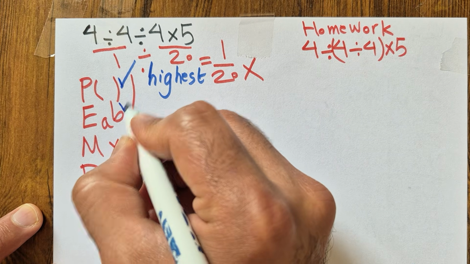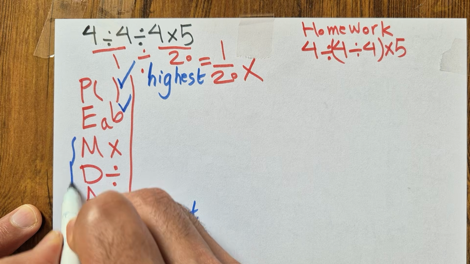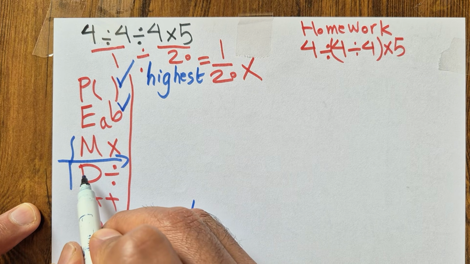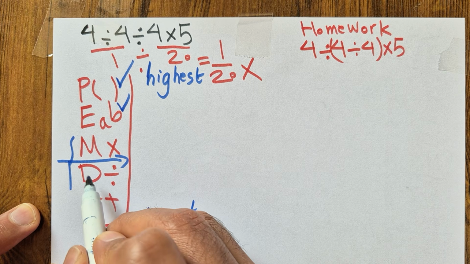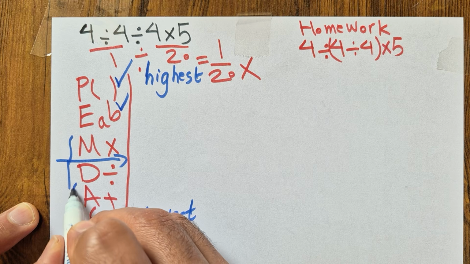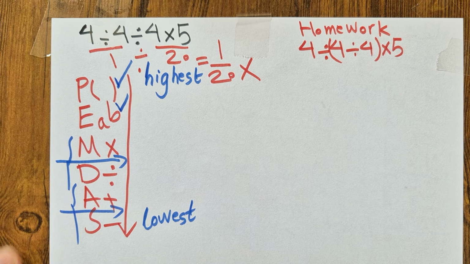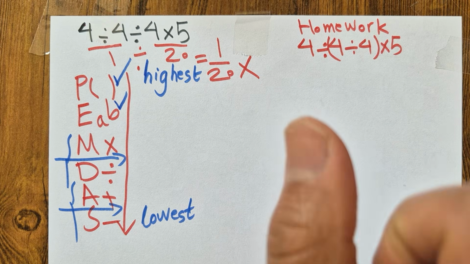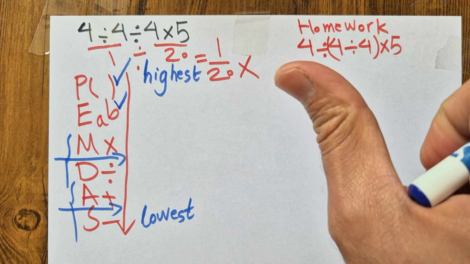Go for exponents after the parentheses, and maybe the most important part, go for multiplication and division from left to right. So MD or DM doesn't matter at all. They have the same precedence or priority. And finally, go for addition and subtraction. So for God's sake, learn PEMDAS once and for all and never be lost.